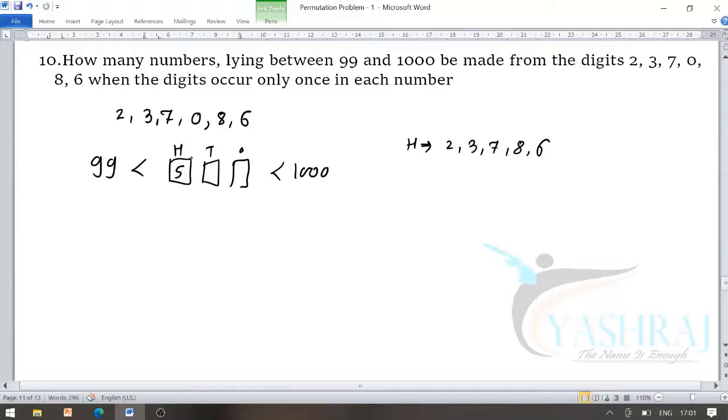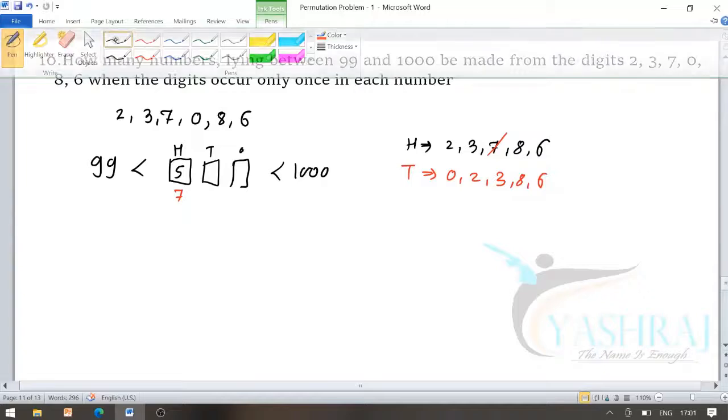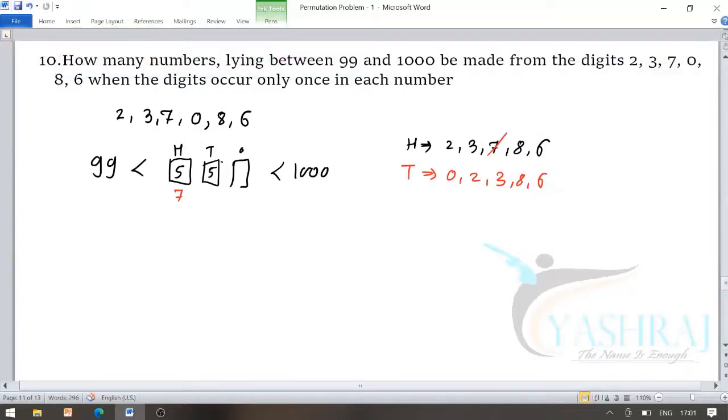So under assumption, we will assume that 7 is filled up over that place. So the crossed out 7. Now to fill up the tens place, we have the choices either 0, keep in mind, or 2, or 3, or 8, or 6. That means again, to fill up the tens place, we have 5. So among them, let's assume that 3 is filled up over the tens place. Now to fill up the ones place, we have the choices either 0 or 2 or 8 or 6. That means we have 4 choices there.